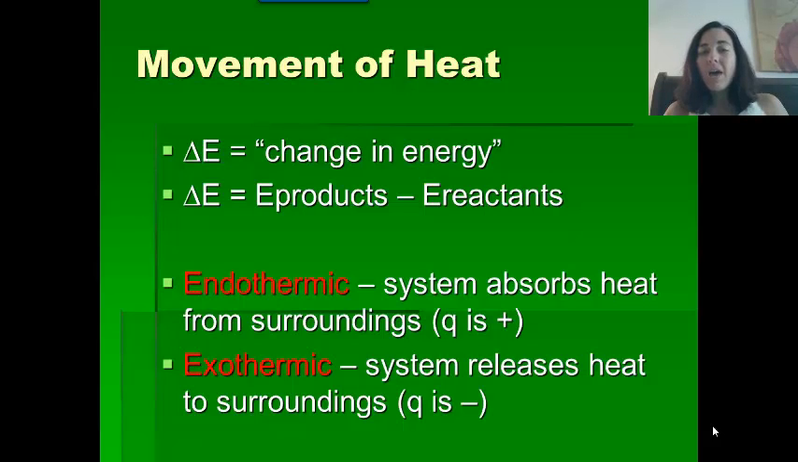Now with that hot pack, the heat pack was releasing energy into the surroundings, so it's an exothermic reaction. The heat change here is negative. With the cold pack, it was absorbing heat from its surroundings, so the heat change of the system is positive. That's an endothermic reaction. Again, use your prefixes. Exo means out, and endo means in. And that's the direction that the heat was moving.